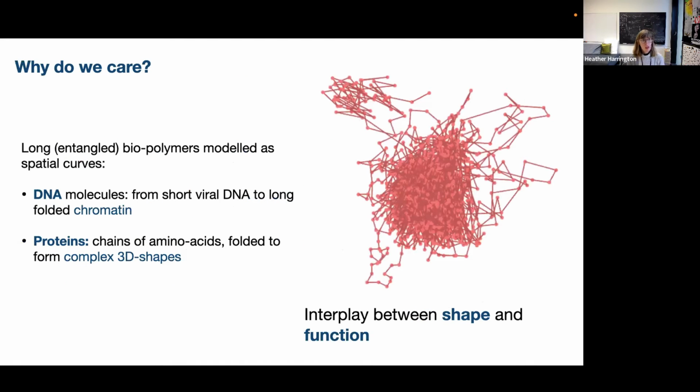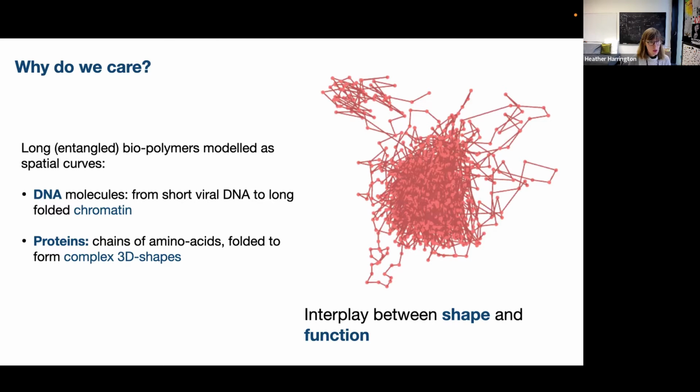So, right, why do we care? We can think about these biopolymers that can be modeled as spatial curves. So these are really ordered, the vertices are ordered. And DNA molecules, these could be from short viral DNA to long folded chromatin, and that's often noisy genetic data. There have been other topological data analysis approaches to study that actually, and proteins.